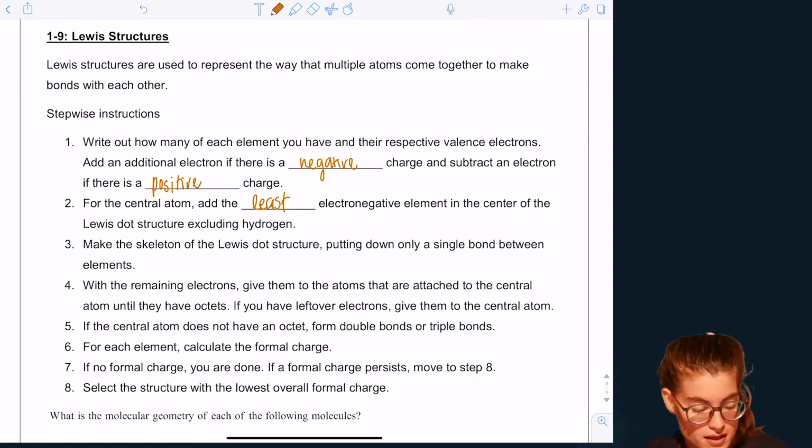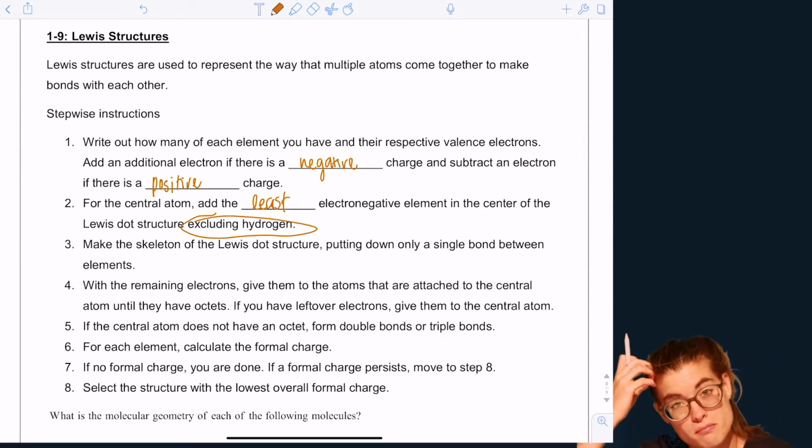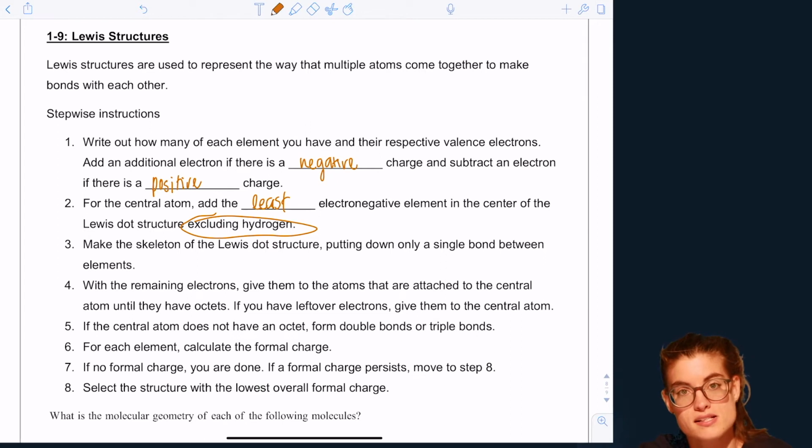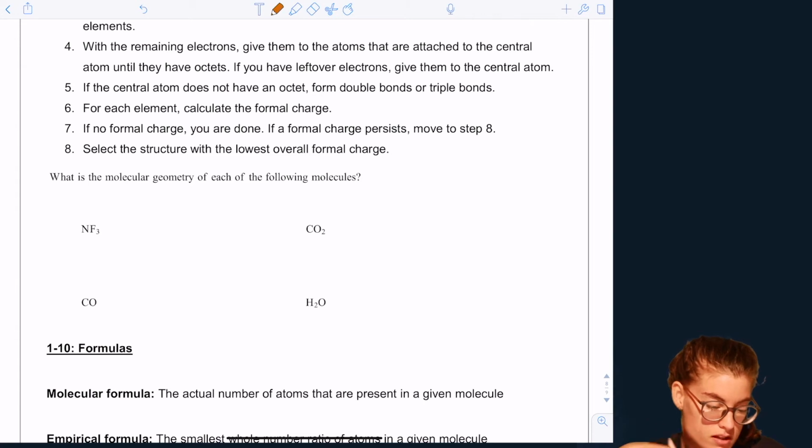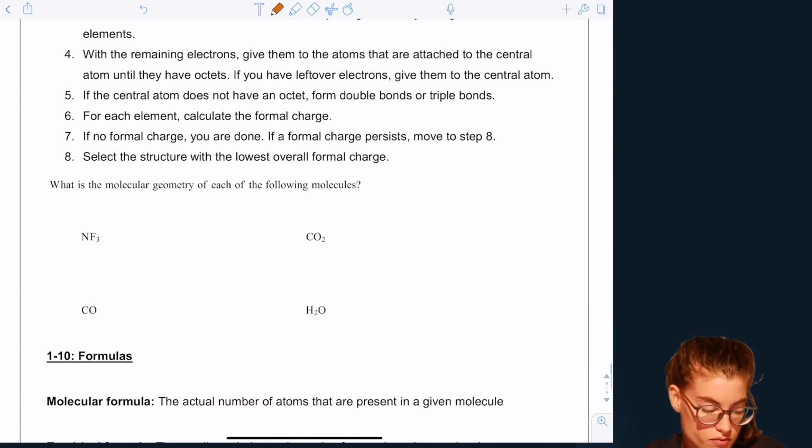Okay, number 3, make the skeleton, oh wait, I forgot this part. Lewis, excluding hydrogen, because remember hydrogen only makes one bond, which means that hydrogen is going to be a terminal element, okay? Make the skeleton of the Lewis dot structure putting down only a single bond between elements. So you just want to make connections between the elements, okay? And we're going to do practice. In fact, let's start with practice. Let's go through the first 3 here.